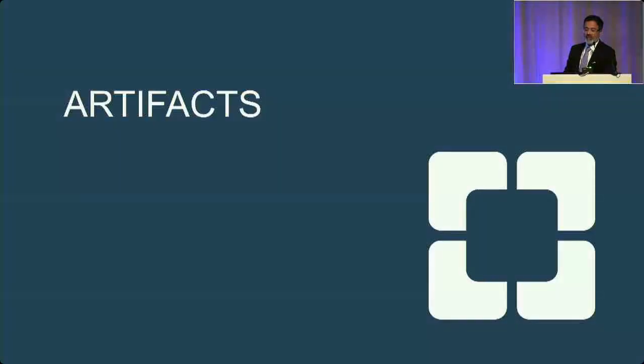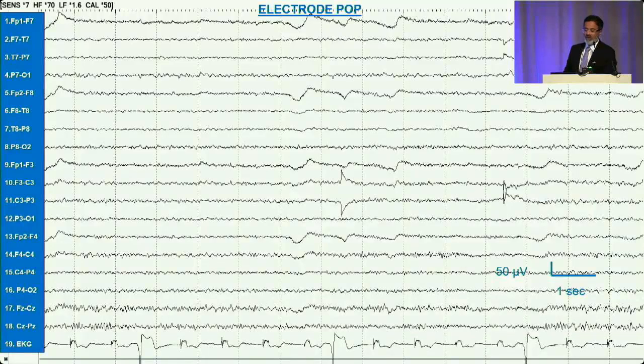There we go, artifacts. Okay, here's an example of what we call an electrode pop. This is a non-physiologic artifact. You can see at C3 a very steep upward deflection followed by a slower downward deflection. Only at one electrode, has absolutely no field around it. This is very characteristic of an artifact of an electrode that is loosely adherent to the scalp, and if the technician comes and reapplies the gel, that artifact will go away.